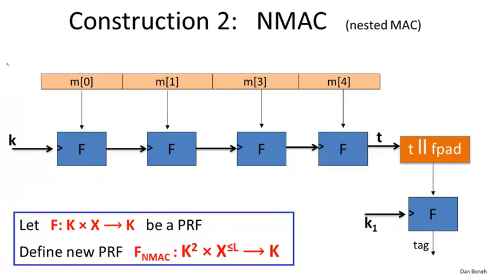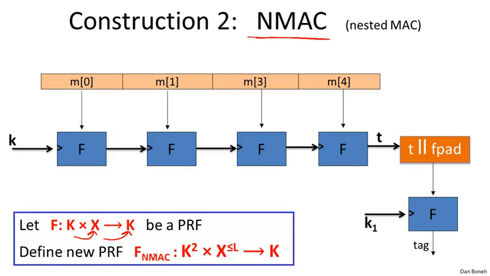Another classic construction for converting a small PRF into a large PRF is called NMAC, for nested MAC. Now the NMAC starts from a PRF that, as before, takes inputs in X, but outputs elements in the key space. Remember that for CBC, the output has to be in the set X. Here, the output needs to be in the key space K.